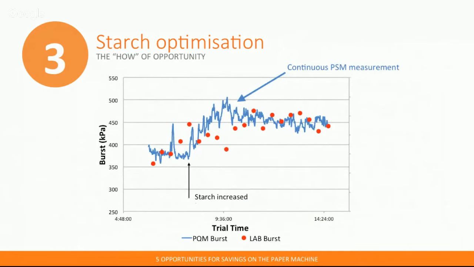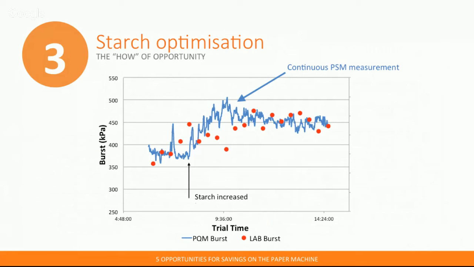Here's an example of how the PSM measurement might be used after you've come to grips with how the starch is getting into the sheet. It represents another trial, a size press trial. Or actually, in this case, it's a cat starch trial. And we're looking at burst, which is a very common property, of course, for packaging papers. The black arrow is where the starch trial started and starch was increased.